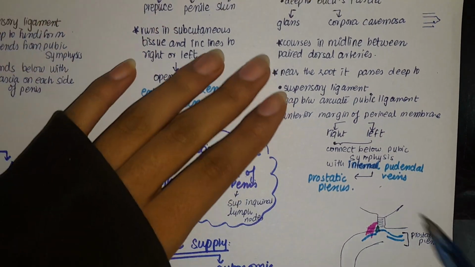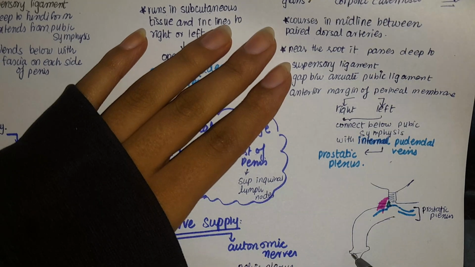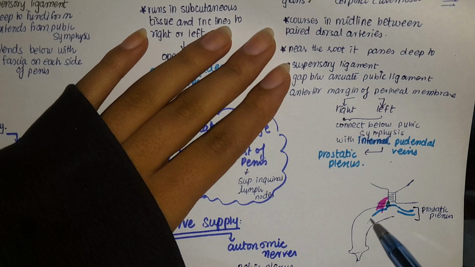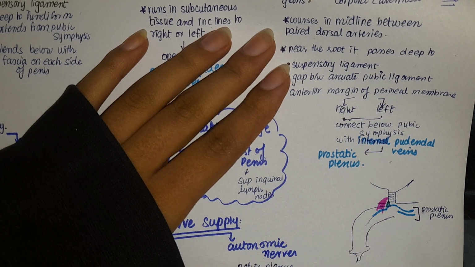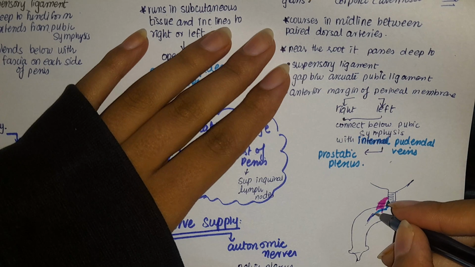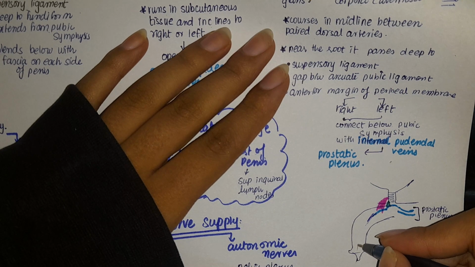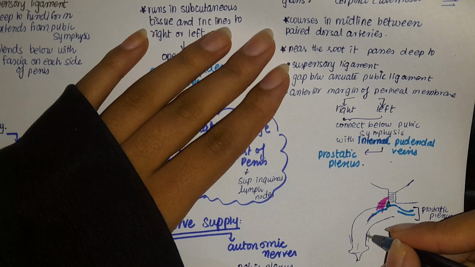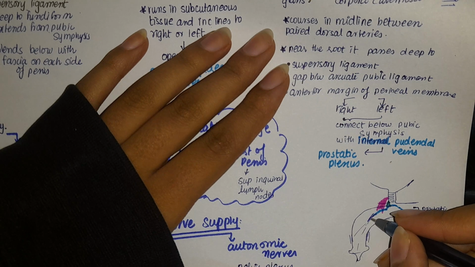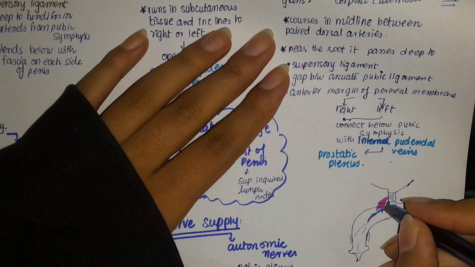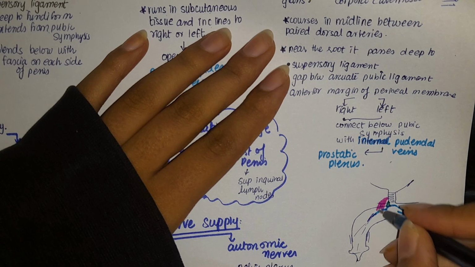Now I have this diagram over here. As you know, consider this is our vein, that is the deep dorsal vein. Now this deep dorsal vein is going to drain from the glans, as well as from both the corpora cavernosa. After draining from these three, it is going to pass under the suspensory ligament.